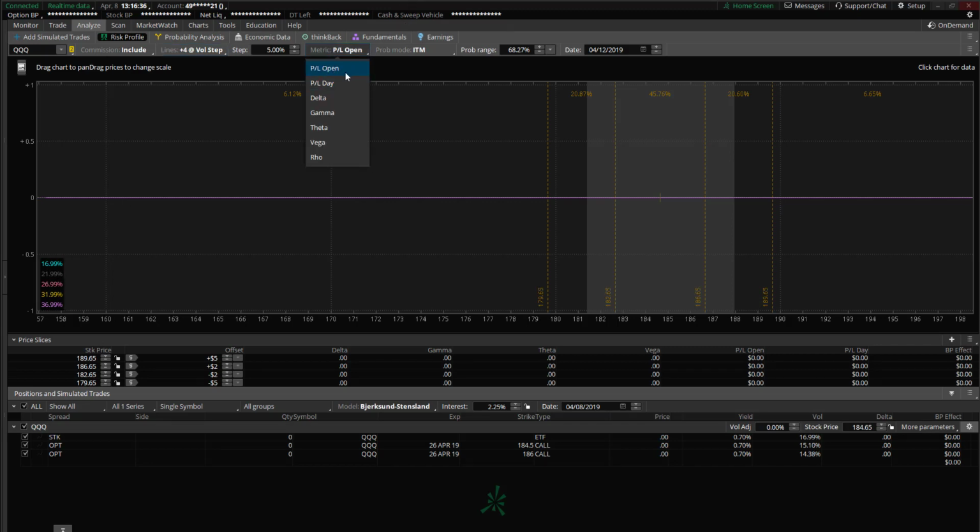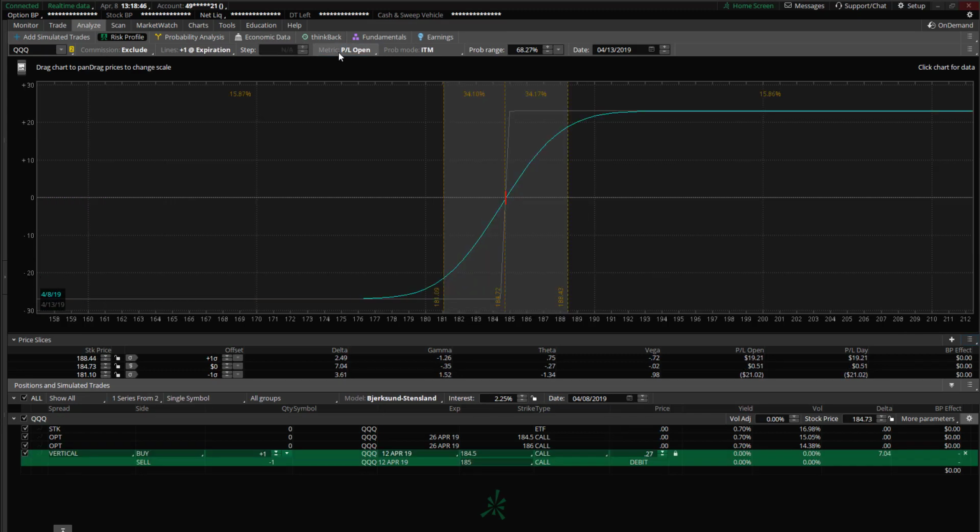P&L at open, P&L at day, delta, gamma, theta, vega, and rho. Now, rho is hardly ever going to be used in any of your analysis, but you could find the opportunity or the need to analyze things based not on money, but more on the Greeks. You have that ability here in the metric button.